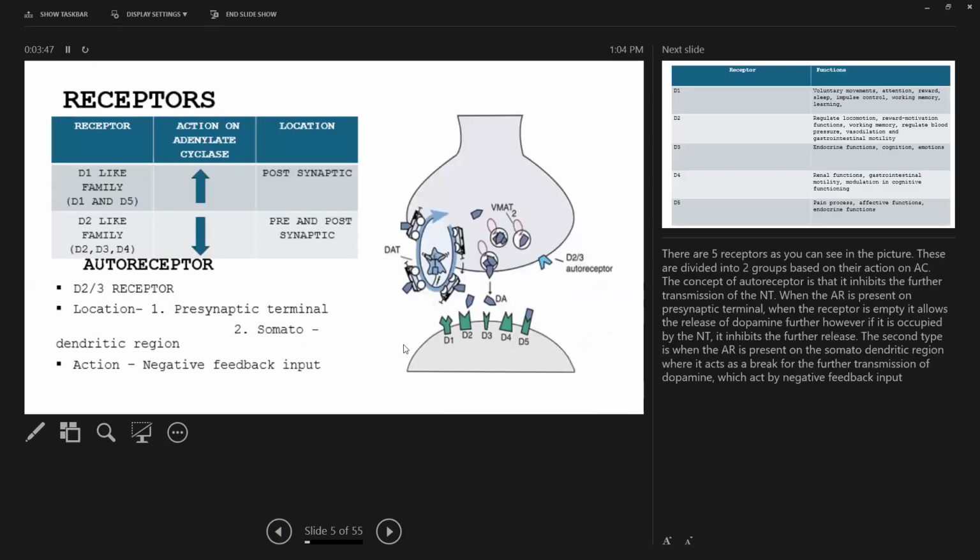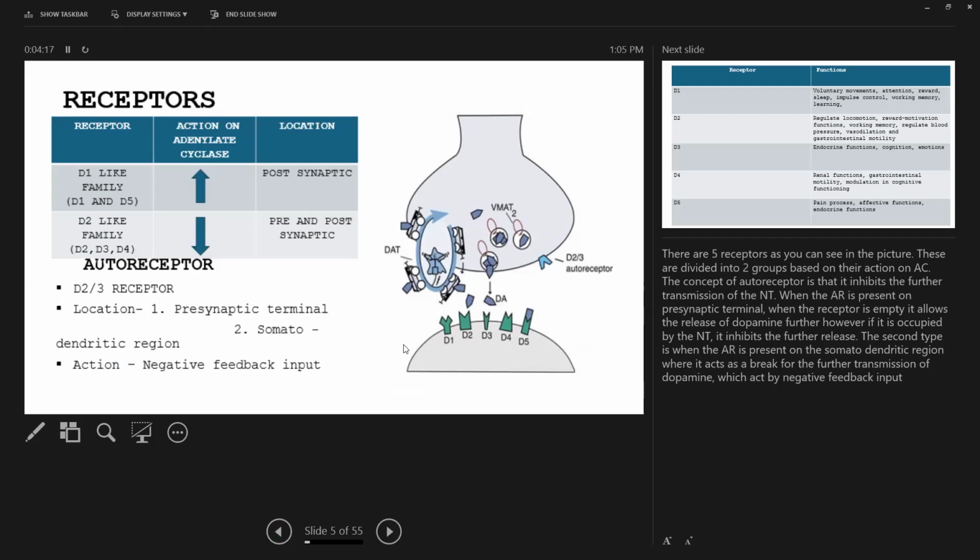Now the receptors, there are 5 receptors. One is the D1-like family, second is the D2-like family. The D1 family are D1 and D5, which act on adenylyl cyclase and increase its activity, and they are located postsynaptically. And the D2-like family are D2, D3, D4. They inhibit adenylyl cyclase, and they're located on both pre and postsynaptic sites.